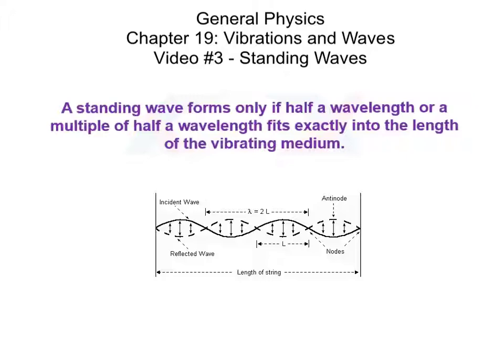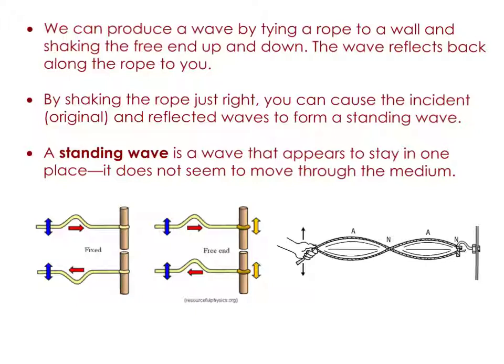So, let's get going. Now, it's possible to produce a wave by tying a rope or a spring to a wall and shaking the free end up and down. What happens is the wave travels down, hits the other end, and then that wave reflects back along that rope or that spring to you. Depending on how that attached end is attached will determine how that reflected wave gets reflected back to you. If that attached end is fixed so that it's immovable, you're going to get a reflected wave that's inverted as it comes back towards you.